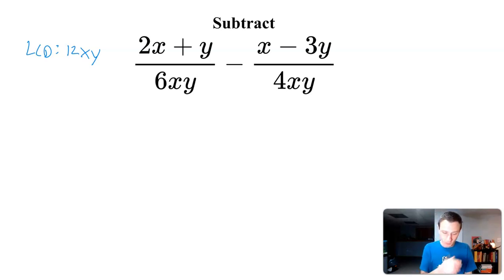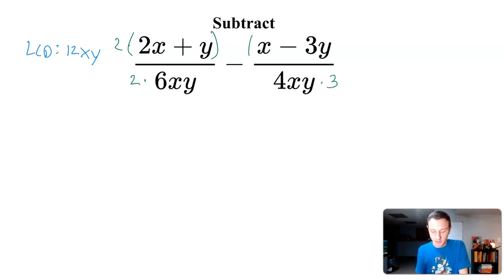So I'm going to do whatever I have to do to each fraction in order to get that denominator as 12xy. In this one, I'm going to multiply by 2, because 6 times 2 is 12. And then this one, I'm going to multiply by 2. Careful here. Make sure you are representing that as times 2. That whole statement needs to be multiplied by 2. And then over here, I'm going to multiply this by 3, because 3 times 4 is 12. And this whole statement needs to be multiplied by 3.